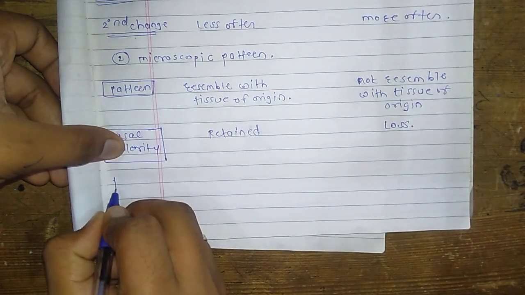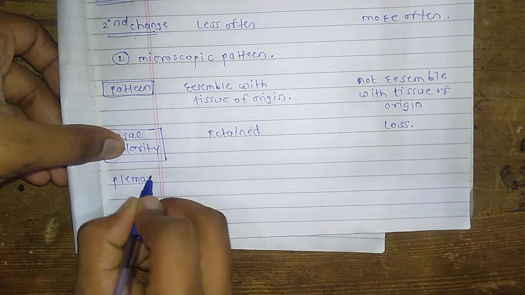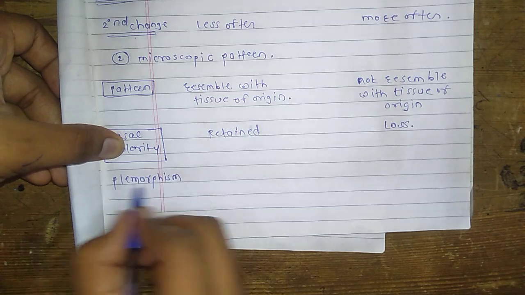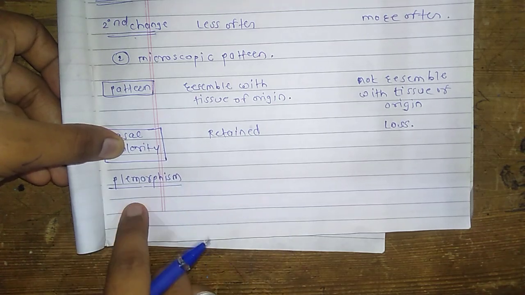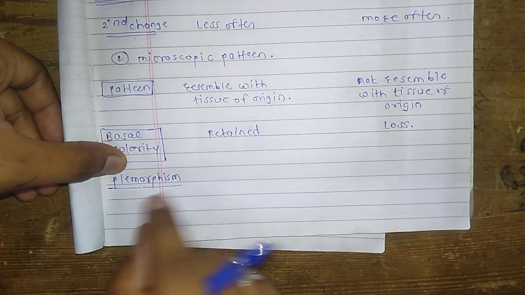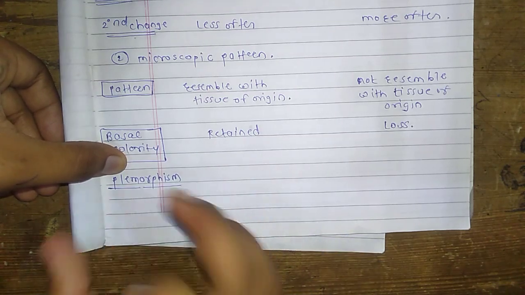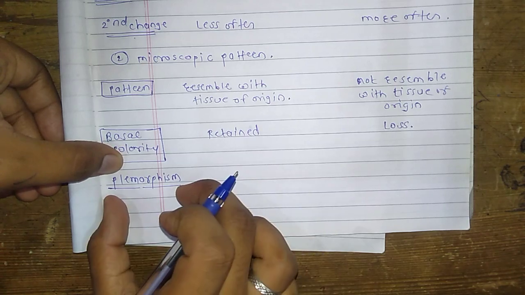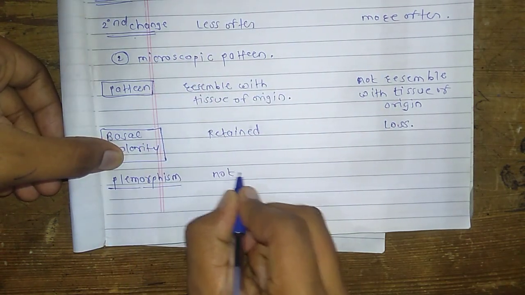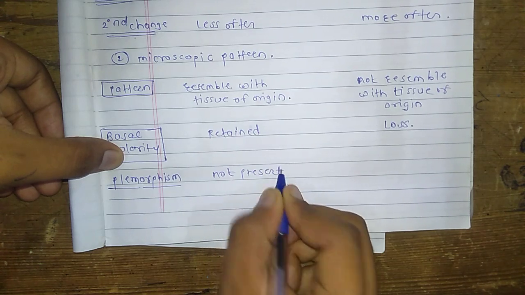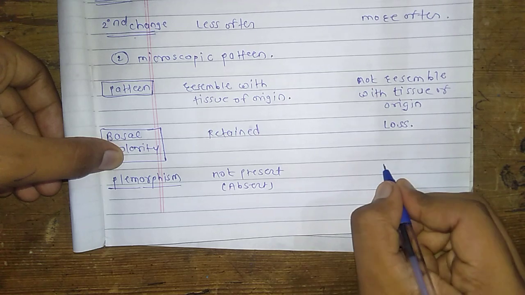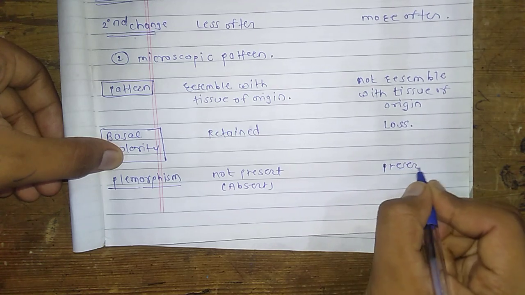Then we go to pleomorphism, which in Marathi means एकापेक्षा अधिक रूपांतरण, more variation. So pleomorphism is not present in the benign tumor, means absent, and in malignant tumor it is present.